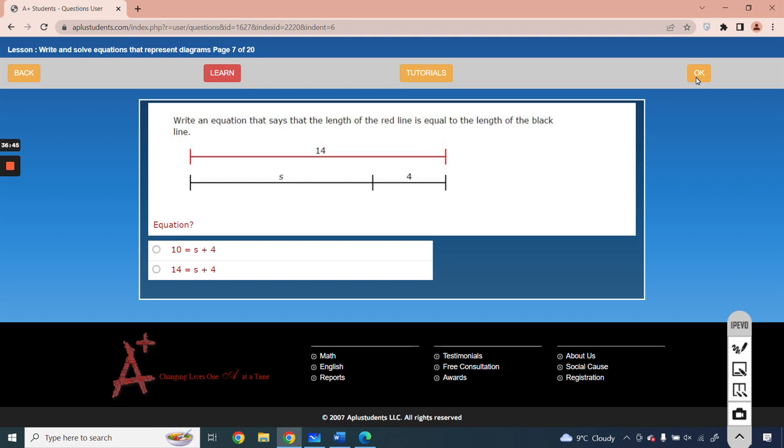Write an equation that says the length of the red line is equal to the length of the black line. The red line is 14 and the black line is s plus 4. So it is 14 equals s plus 4. Got it? So just select the correct option and click on the OK button.